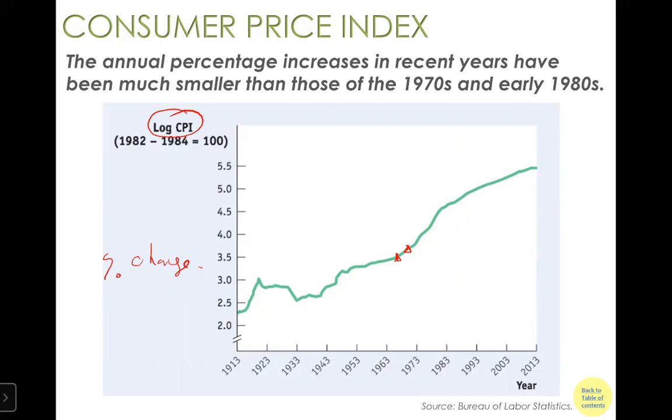Nevertheless, look at this log CPI. You can see that overall, from 1930 to 2013, the US consumer price index increased. But certainly there are time periods when prices declined, like in the Great Depression.